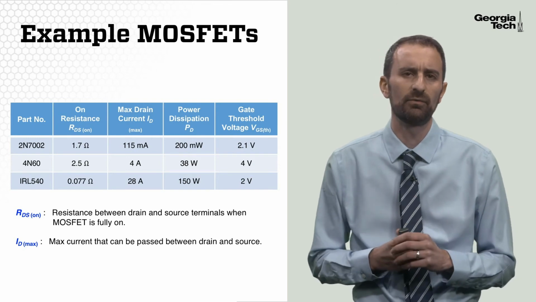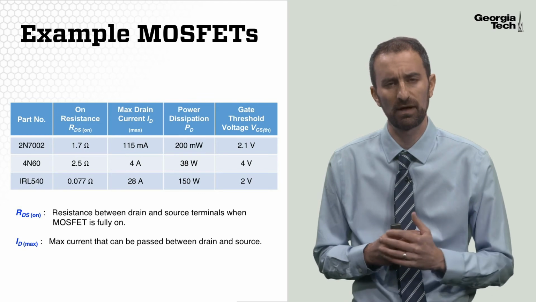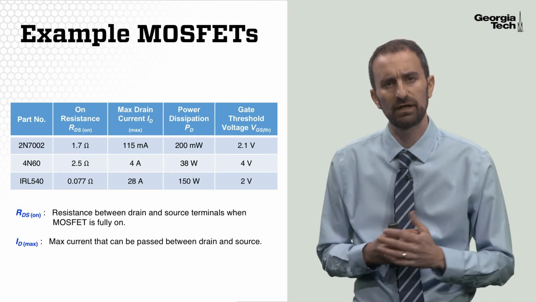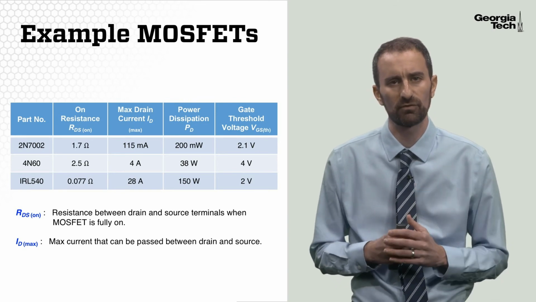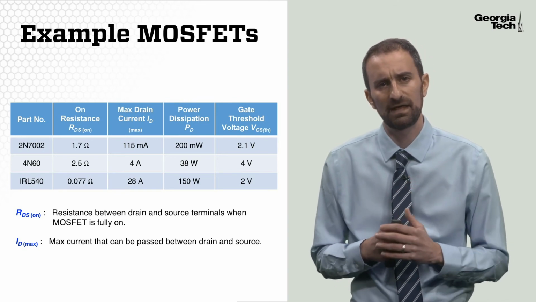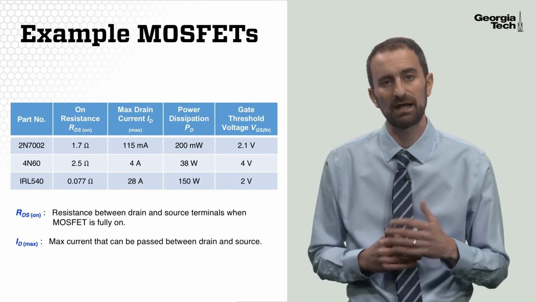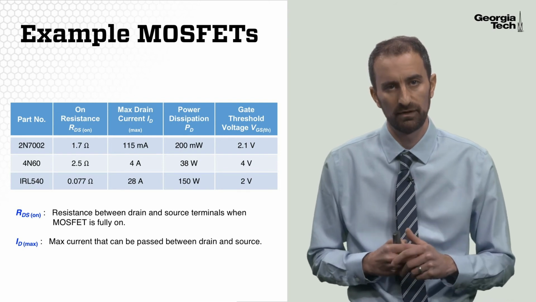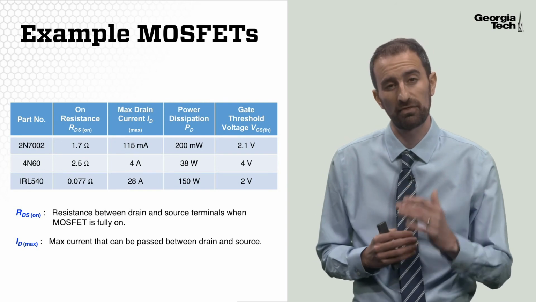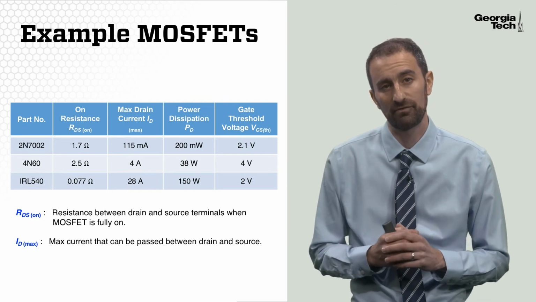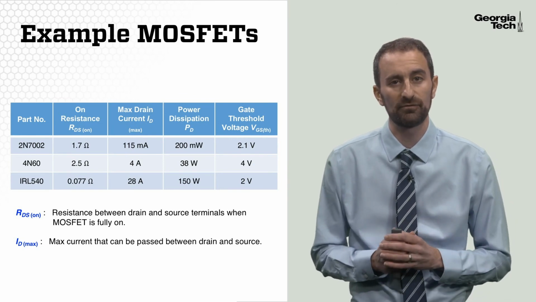The final value in the final column in this table is a gate threshold voltage that turns the MOSFET on. So if you're using a logic level device that goes between 0 and 3.3 volts like the MSP432, then you can see that when you send a 3.3 volt logic high signal, well, that's higher than the 2.1 volt threshold voltage for the first MOSFET and the 2 volt threshold voltage for the third MOSFET. So that will turn that MOSFET on, put it into saturation, and it will essentially be like turning that MOSFET on.